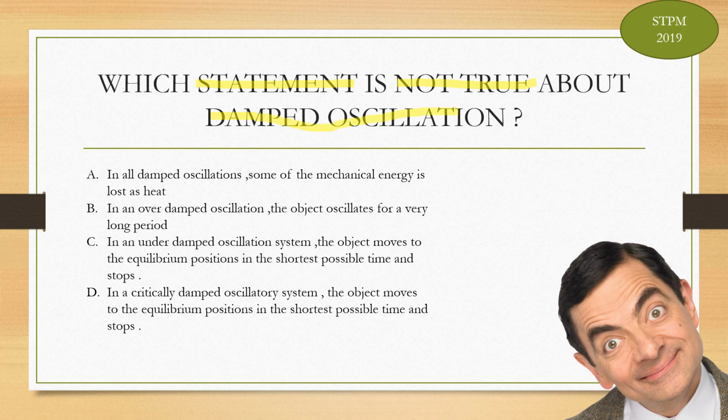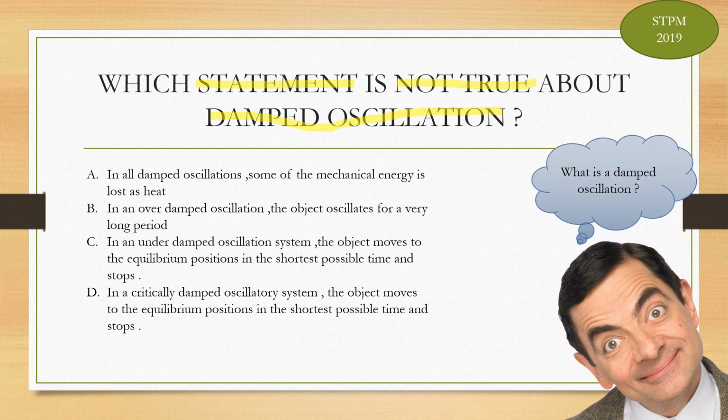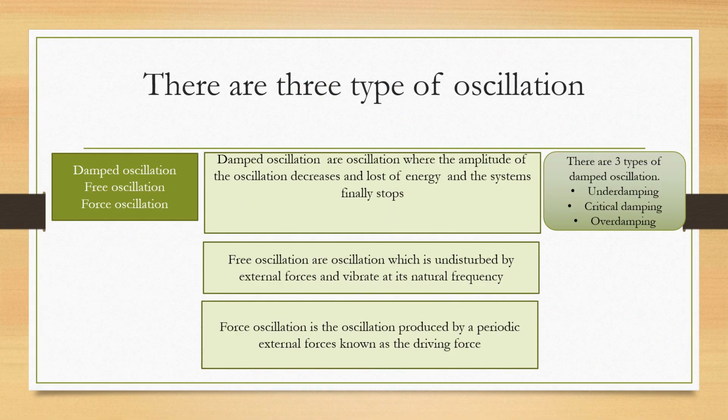So damped oscillation. Now the question is, what is a damped oscillation? Either you know or you don't know. Let's get to know it then, if you don't know. Before we go to the damped oscillation, let's know about oscillation first. There are three types of oscillation, and they are damped oscillation, free oscillation, and forced oscillation.